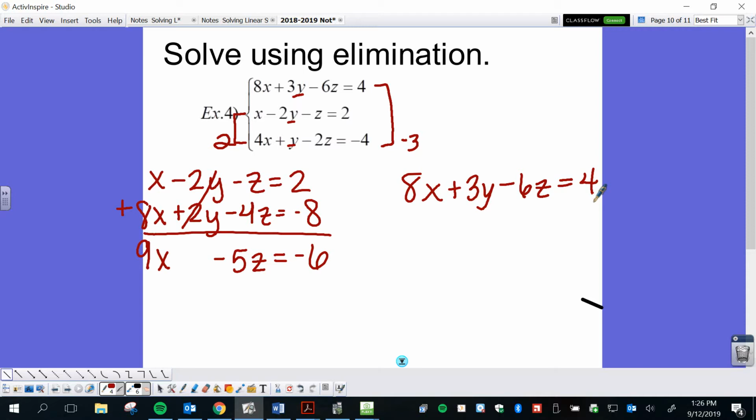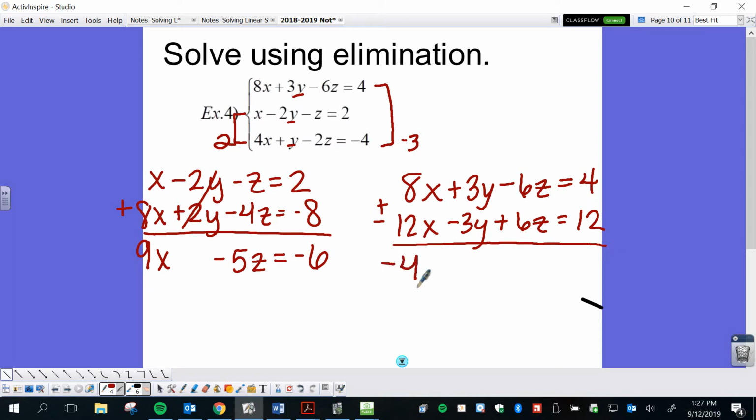And I have negative 3 times the last row. So negative 12x minus 3y plus 6z equals 12. And you add those together. Something really awesome happens when you add those together. Has anyone figured it out as you're doing it? You get a bonus in this one. Big bonus. See what it is?